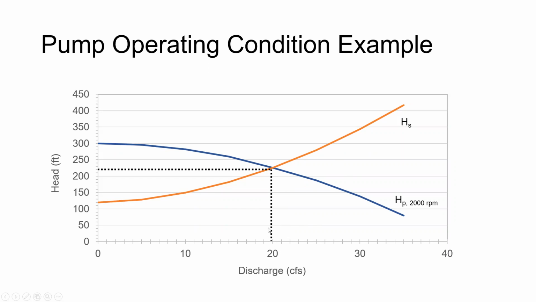So we're going to provide about 20 CFS at about 220 feet of pressure. So you still have some pressure in the system, but also a flow rate. Also known as our match point. So operating flow rate and operating head, operating conditions.